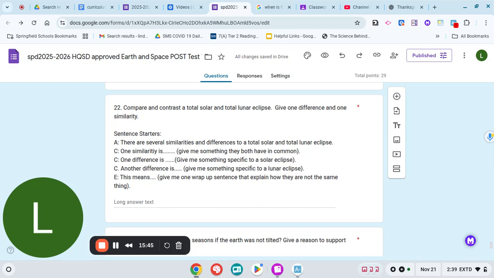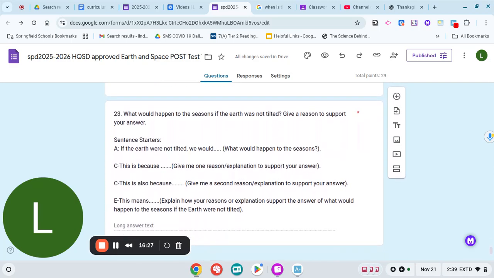So you should have, there are several similarities and differences to a total solar and lunar eclipse. Period. One similarity is, and then give me something specific that both of them have in common. Then your next 2 C's could be one sentence long if you use the word and. So if you were to say one difference is a solar eclipse, blah, blah, blah, and a lunar eclipse is blah, blah, blah. That is one way you could combine those C's. And then E, this means, and then give me a wrap-up sentence that explains that they are not the same thing, even though they have a similarity.